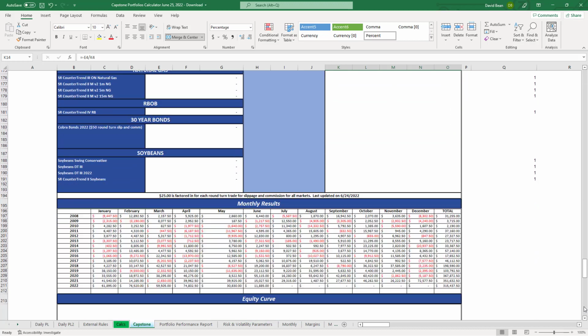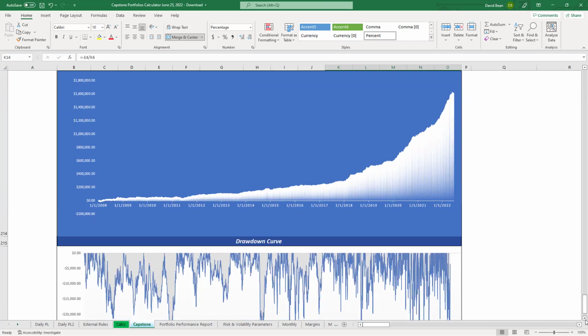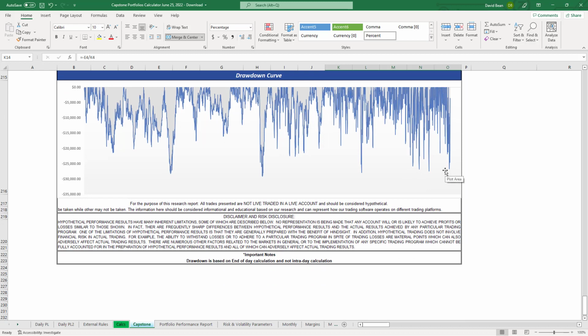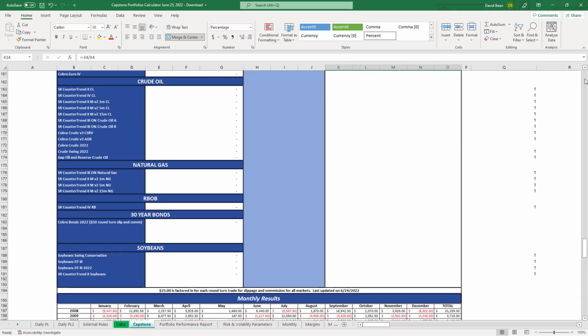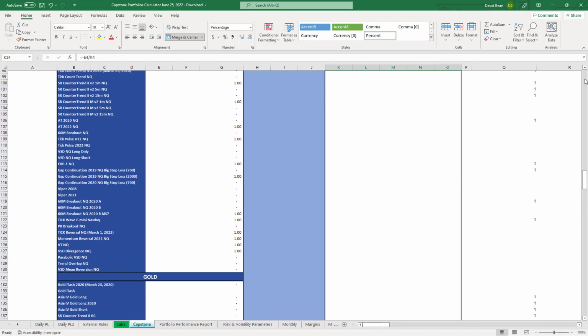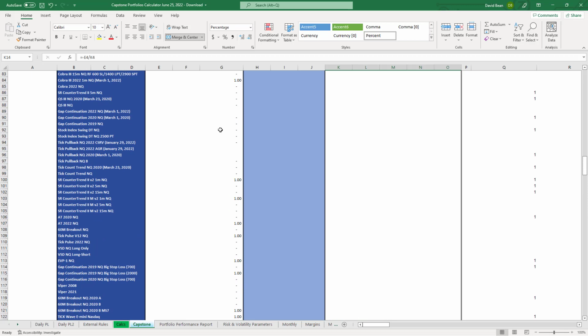Let's look at the drawdown curve. So much better, much better. And so just removing the tick pullbacks and the adaptive moving average, which trades just got carried away. Let's see. What if we add the gap continuation 2022 back?